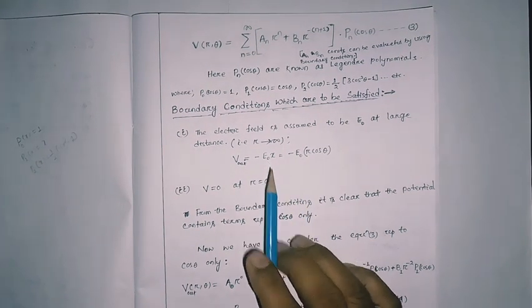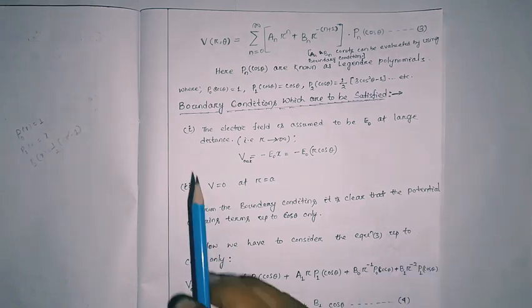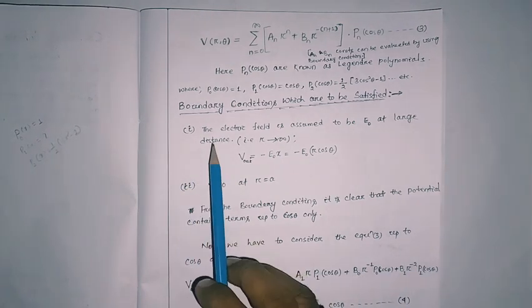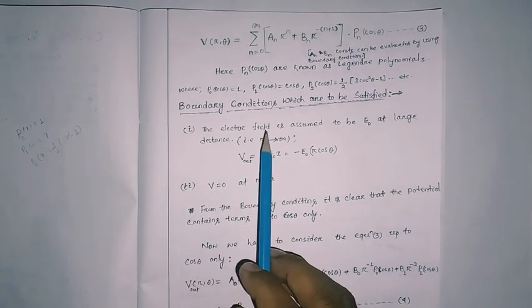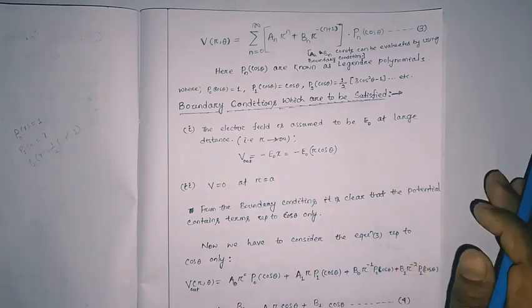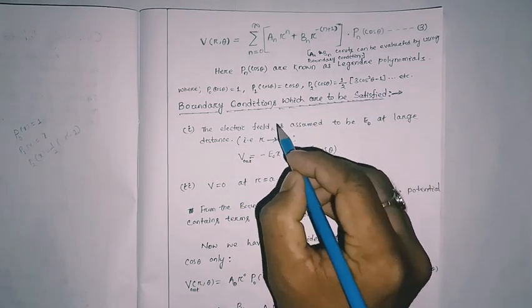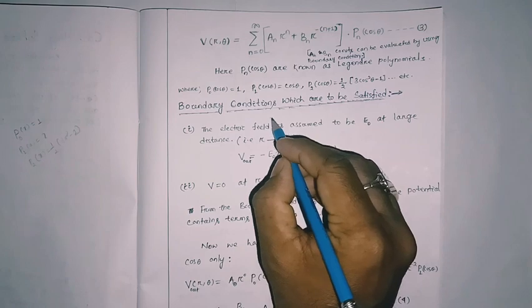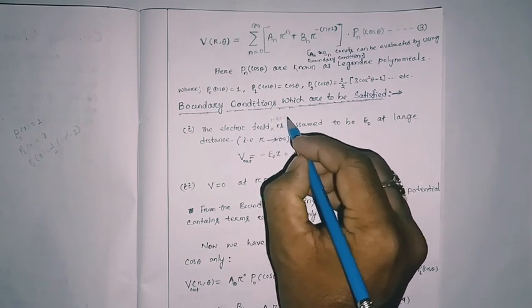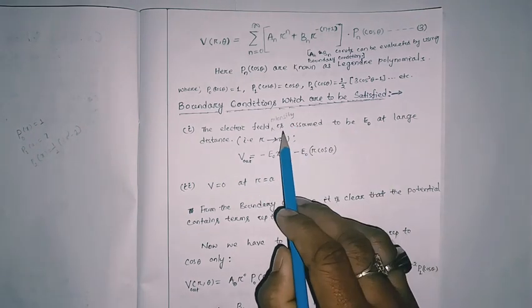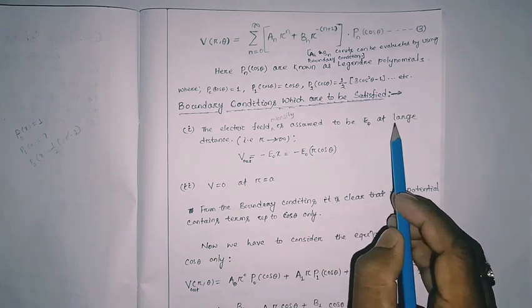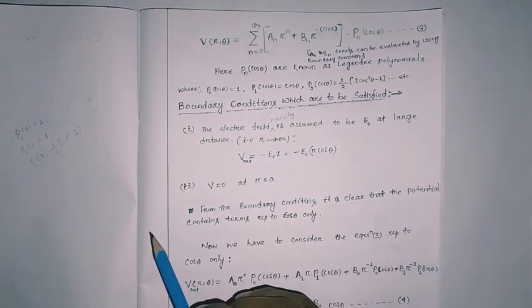Here you have to carefully watch. The first boundary condition is given that the electric field, or electric field intensity, is assumed to be E0 at larger distance.